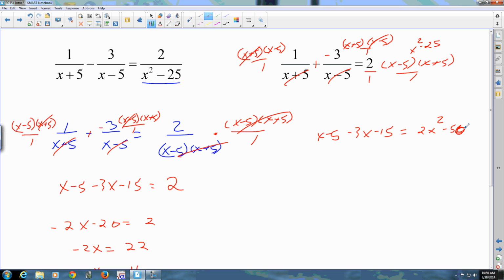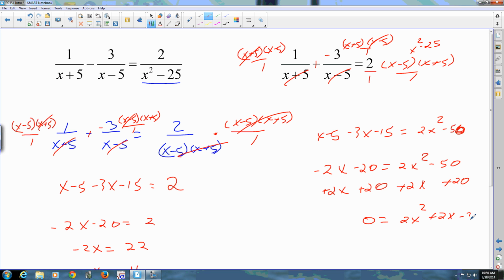You have to get everybody on one side. Let's collect like terms first. So minus 2x minus 20 is equal to 2x squared minus 50. Bring everybody over. So I'm going to add the 2x, add the 20. So I've got 0 is equal to 2x squared plus 2x minus 30. You have to solve this now. Notice that there's a 2 that would be divisible by everybody, so I'm going to get rid of the 2, so it makes the next step easier.